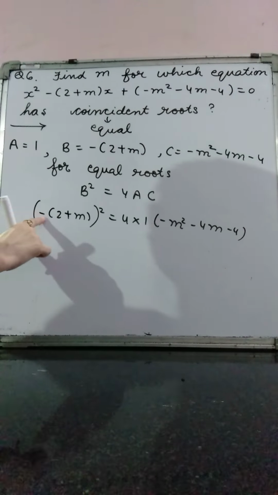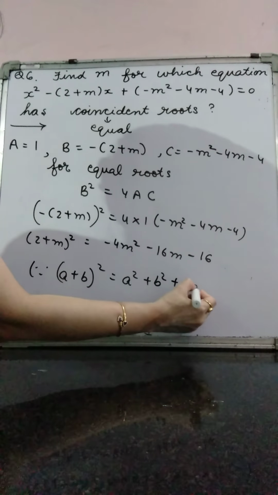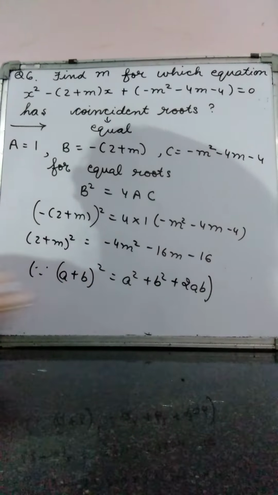Minus square, that is plus, minus 4m square, minus 16m and minus 16. Open the square by applying the identity: (a plus b) whole square is equal to a square plus b square plus 2ab. Apply this identity.